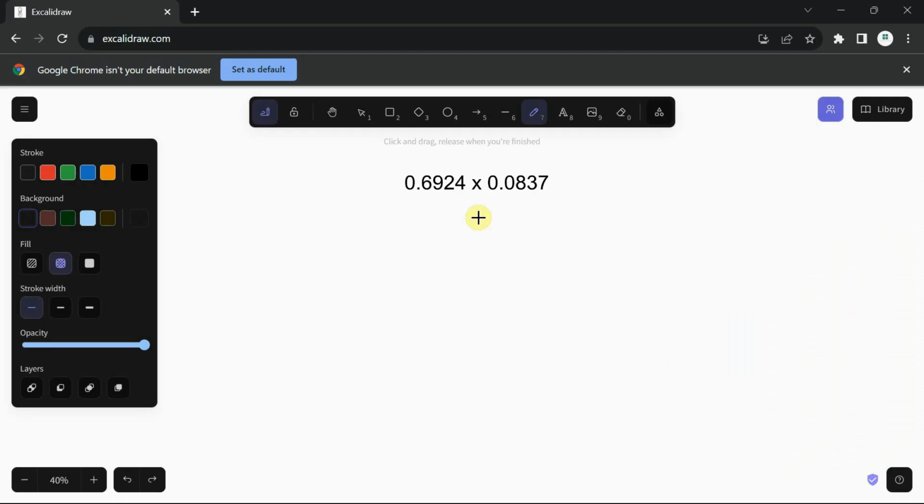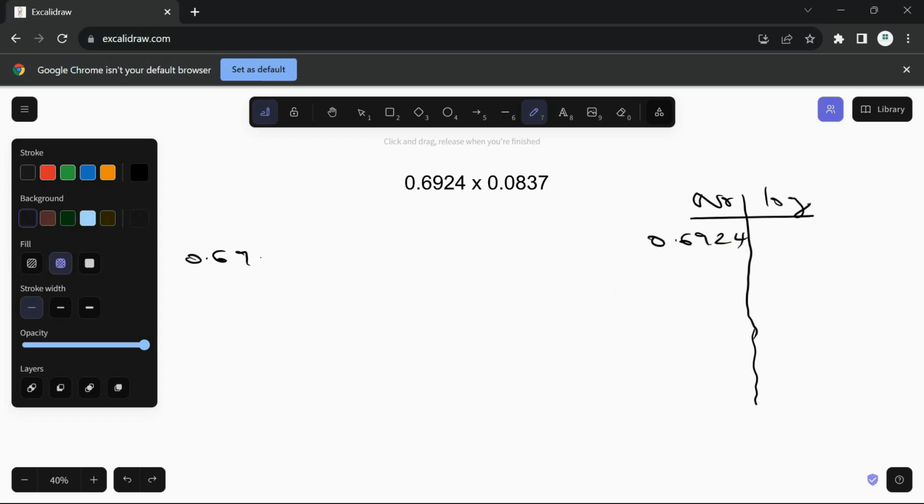The next example says that using the logarithm table, evaluate 0.6924 times 0.0837. Similarly, we are going to have our table, right? So this is the number and this is the log. Forgive my handwriting. So this is 0.6924.